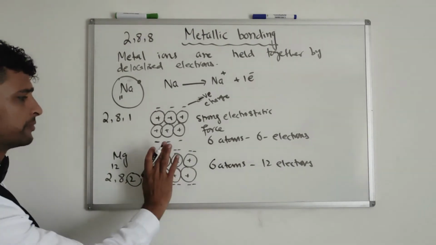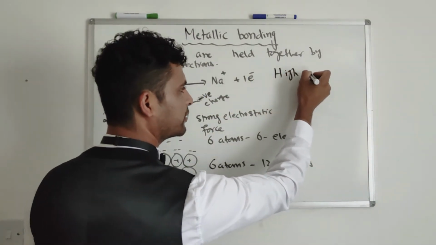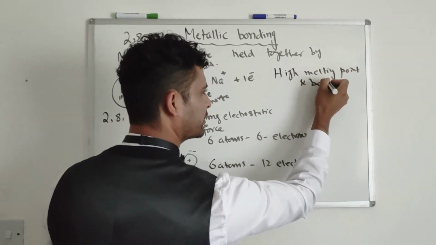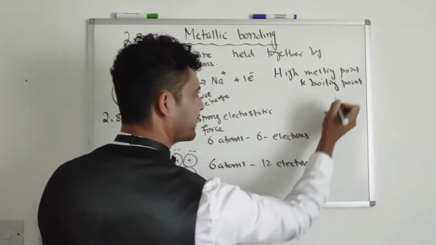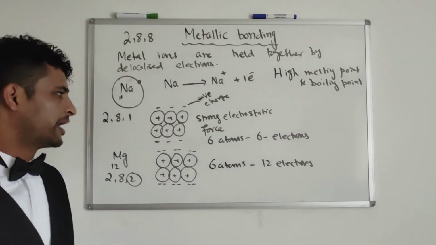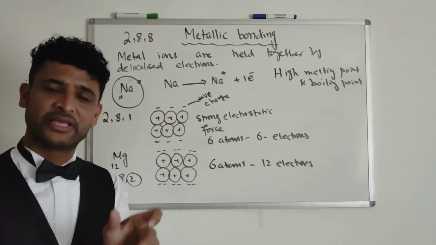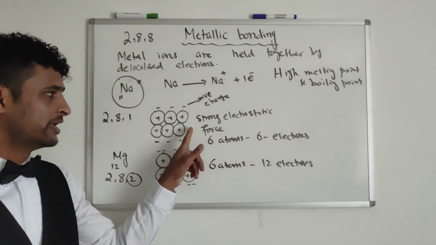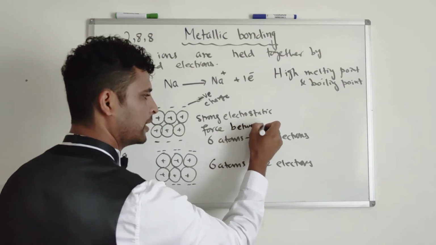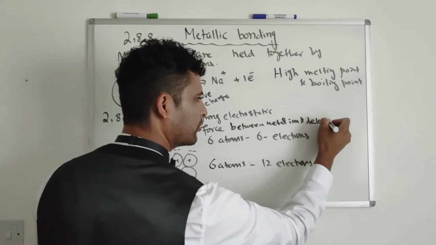Now, generally metals have a high melting point and boiling point. And the reason they have a high melting point and boiling point is that they have a strong electrostatic force of attraction. So if the examiner asks why they have a high melting point and boiling point, you can say they have a strong electrostatic force of attraction between the metal ions and delocalized electrons.